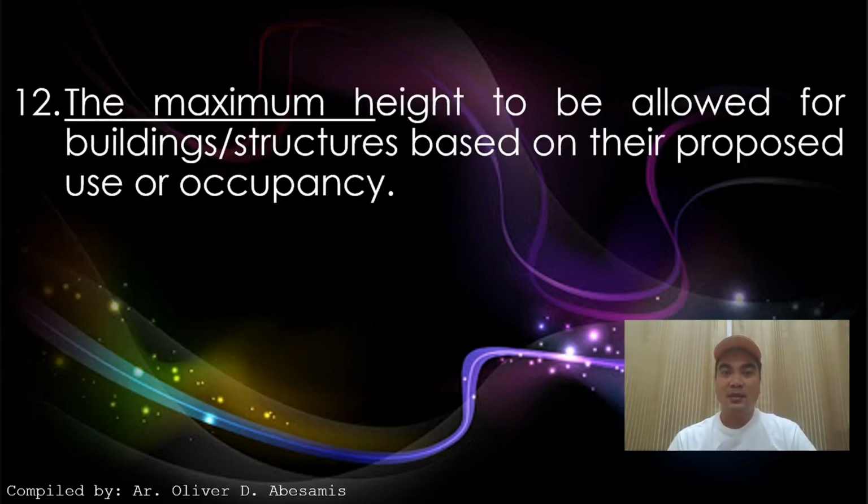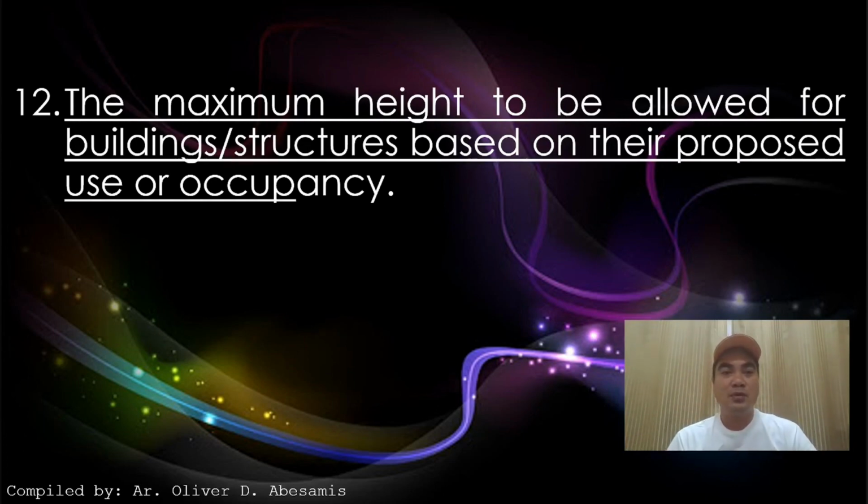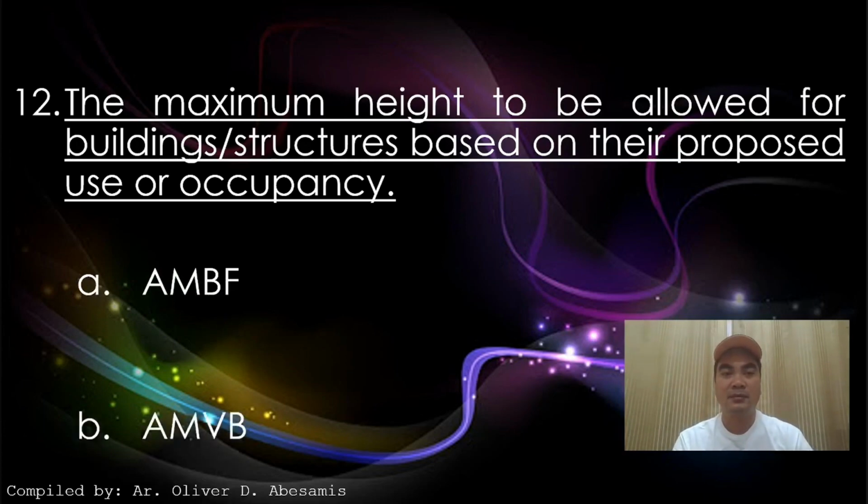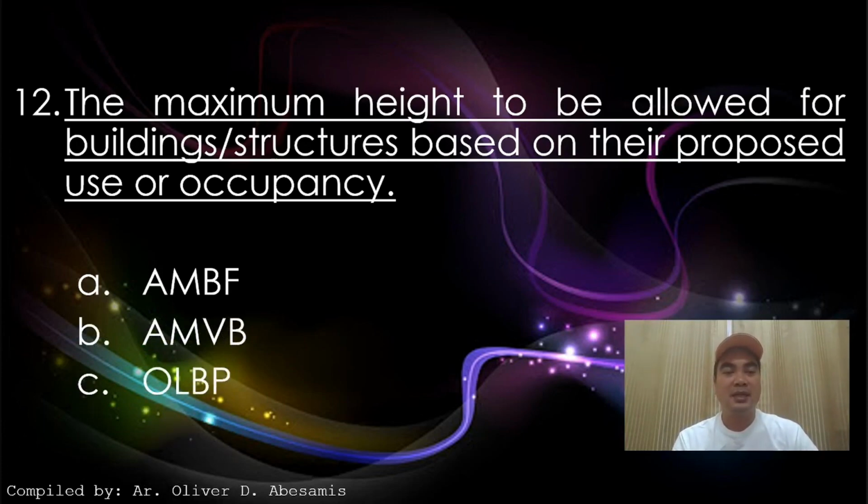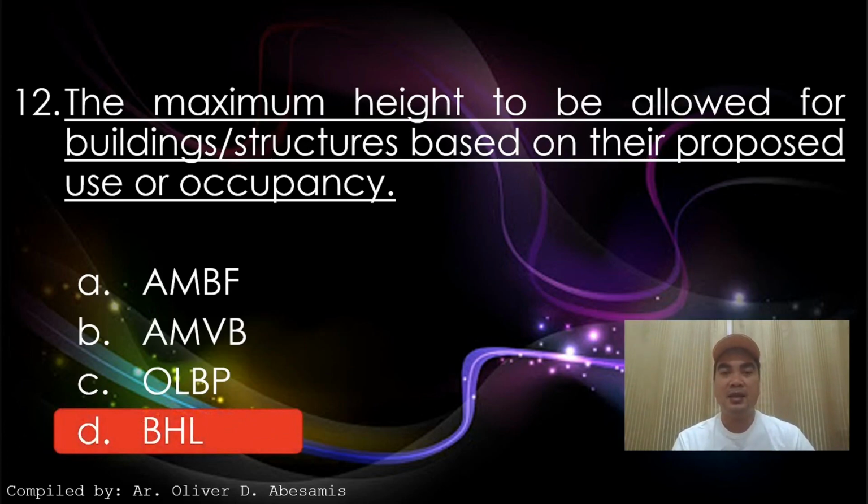12. The maximum height to be allowed for building structures based on their proposed use or occupancy. Again, the maximum allowable height for building structure based on their proposed use or occupancy. A. AMBF. B. AMVB. C. OLBP. D. BHL. Answer? D. BHL or building height limit.